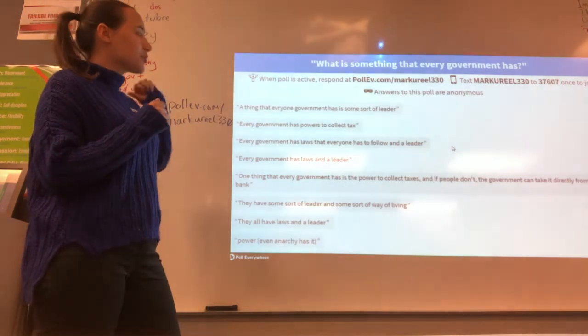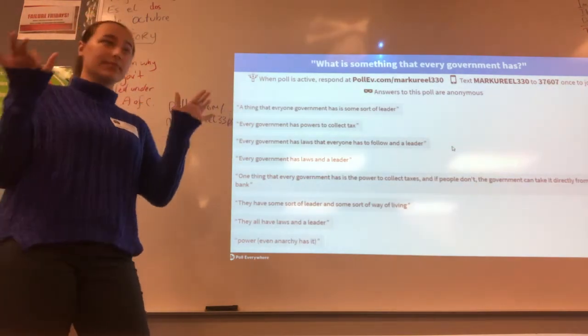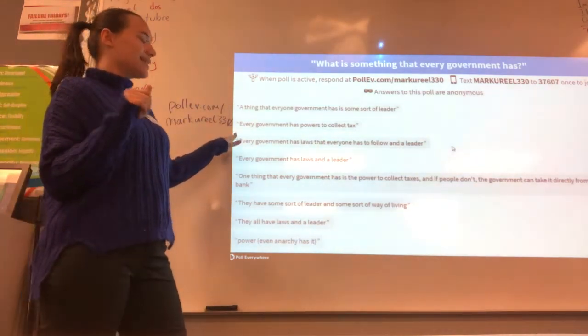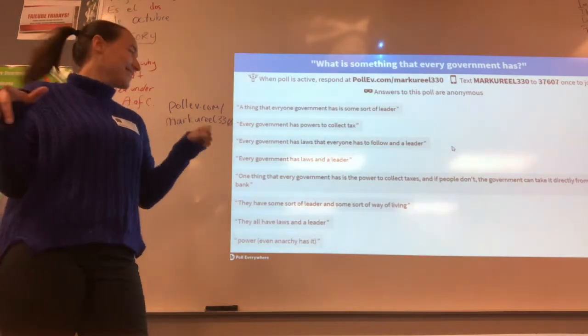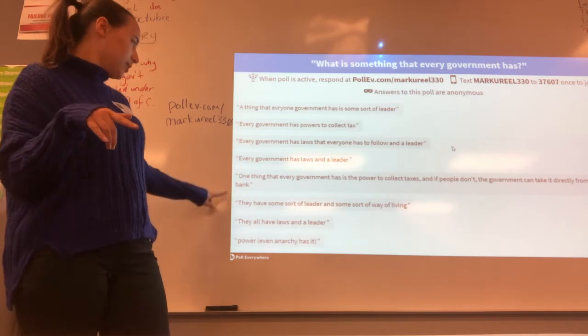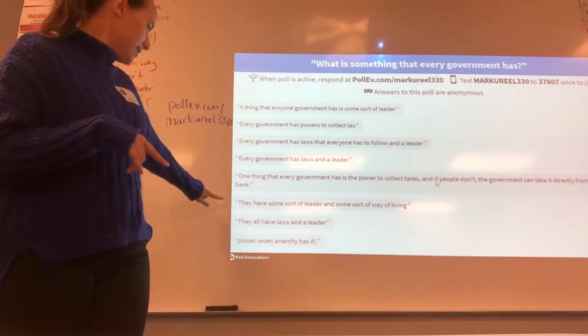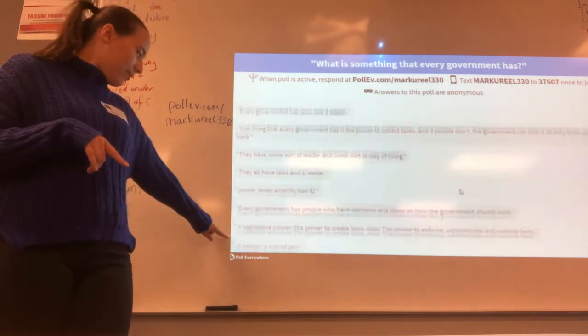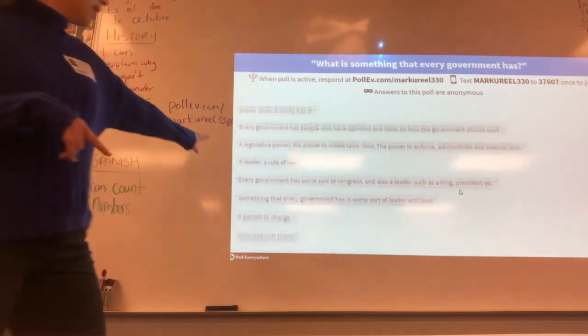Something that everyone has is some sort of leader. That's true most of the time. Powers to collect tax. I like that. We're going to talk about that later. Laws and a leader. Taxes, leader, laws and a leader, power. Ooh, power, that's a good answer.